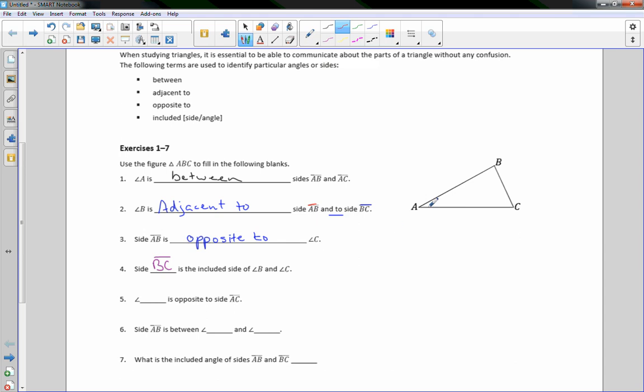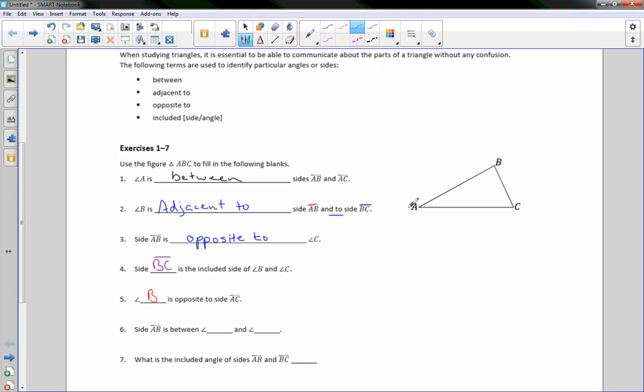Angle blank is opposite to AC. So side AC is right here. Angle A is adjacent to this side. Angle C is adjacent. So the only one left is this one here. If it's looking straight across, then that is angle B. If you're a baseball fan, think of home plate: angle B is adjacent to the first baseline, angle B is adjacent to the third baseline, and angle B is opposite the outfield wall or fence. Okay, that's one way to think about it.